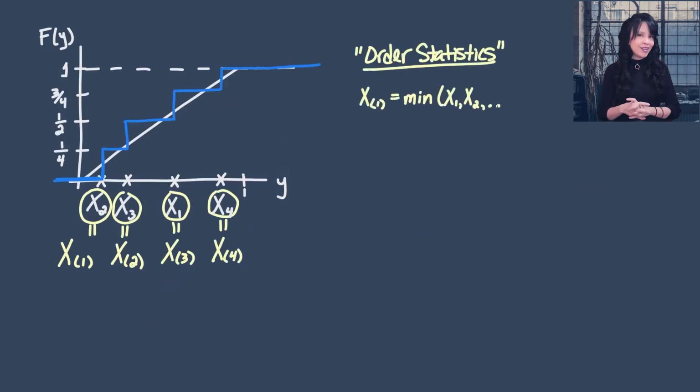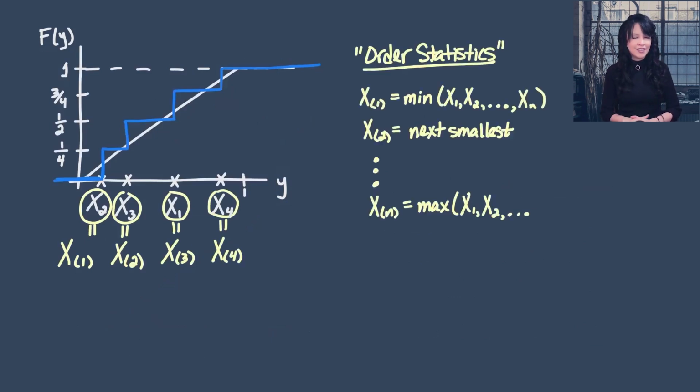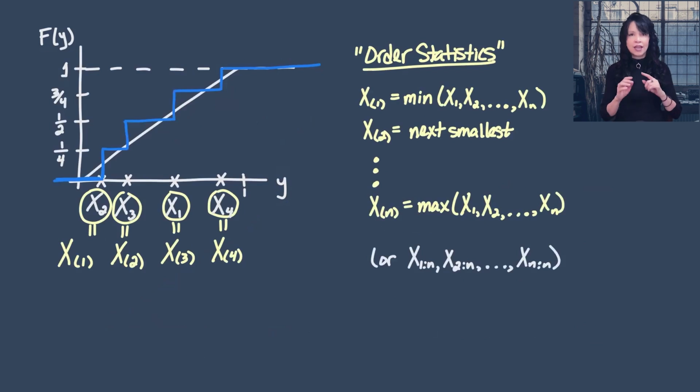Some of you know that I'm referring to order statistics. And for order statistics, there are different notations. One of them is to use x1 in parentheses to denote the minimum of x1 through, in general, xn, whereas x2 in parentheses is going to denote the next smallest value of x1 through xn, up through xn in parentheses, which is going to be the maximum value. Another common notation is to call these values x1 colon n, x2 colon n, up through xn colon n.